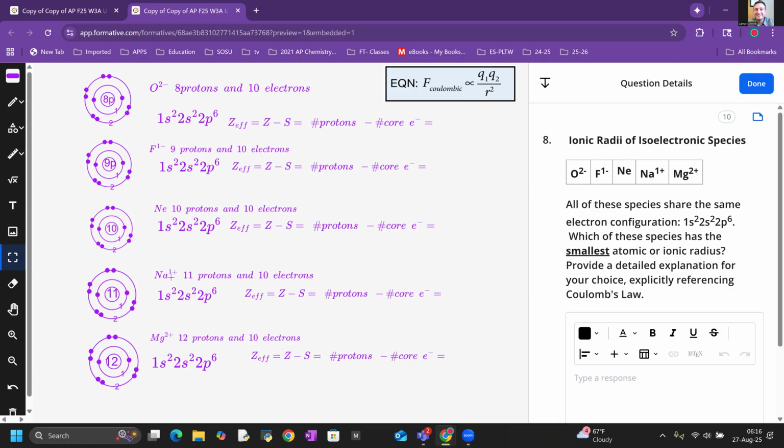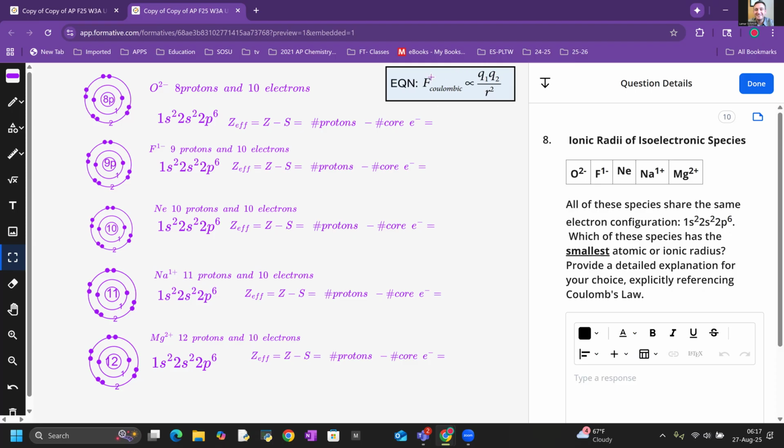Now, they are different in that they have a different number of protons. We all notice this. So we have to determine here, all of these species share the same electron configuration. Hopefully we now know why. Which of these species has the smallest atomic or ionic radius? Provide a detailed explanation for your choice, explicitly referencing Coulomb's law.